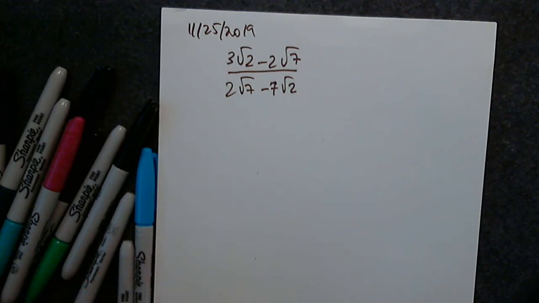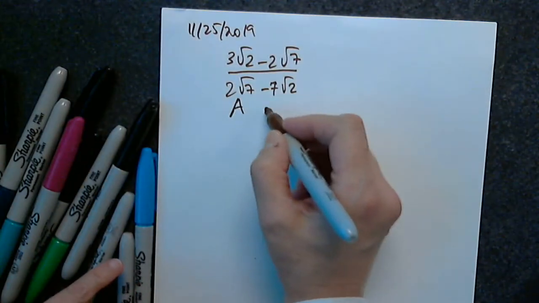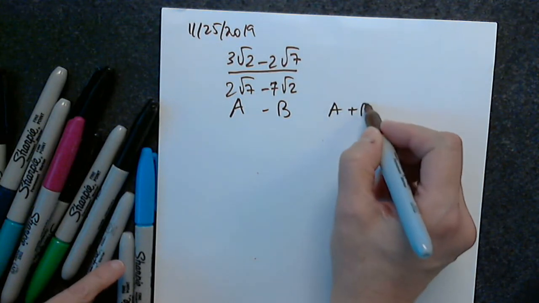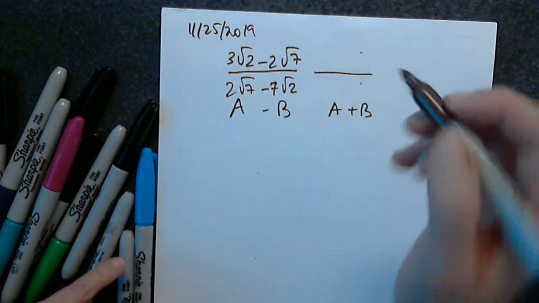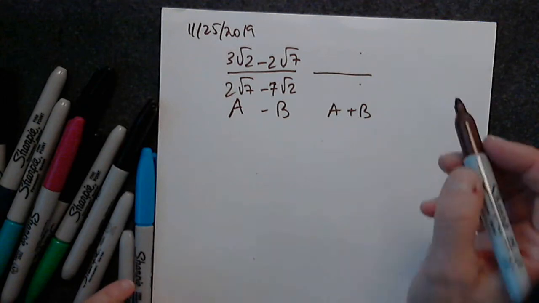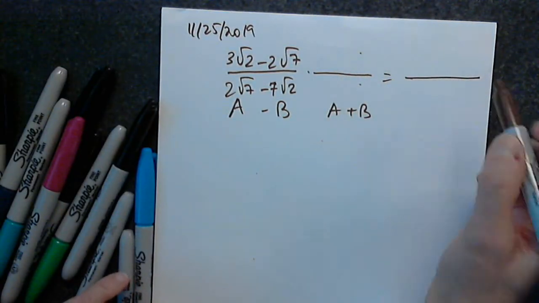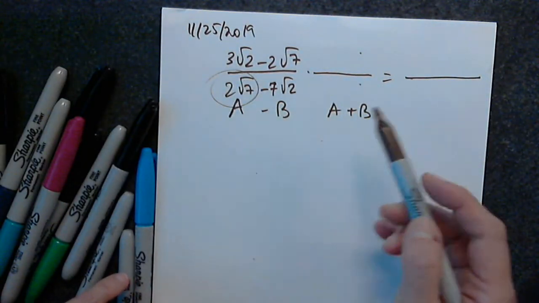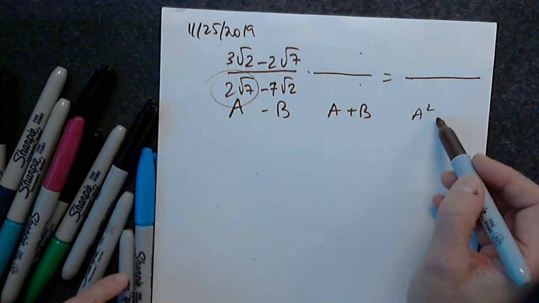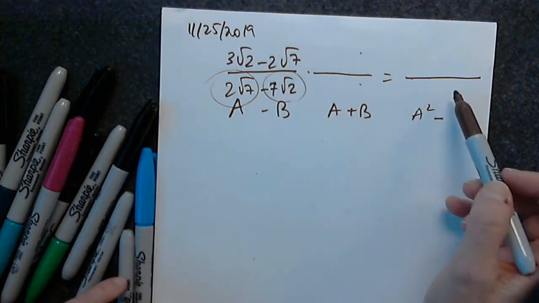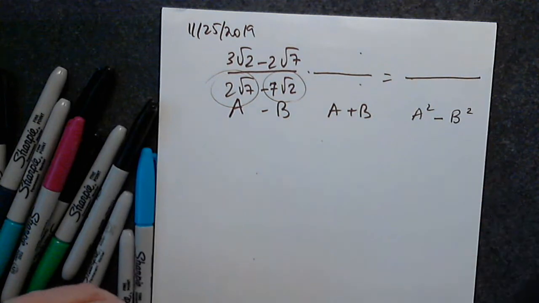Okay, so in this problem, we are asked to rationalize the denominator. So remember, this is like a minus b. Obviously, we have to have a plus b, and top and bottom have to be the same. And then after we multiply, we will multiply this and put it here as a squared minus, we'll multiply this and put it here as b squared.